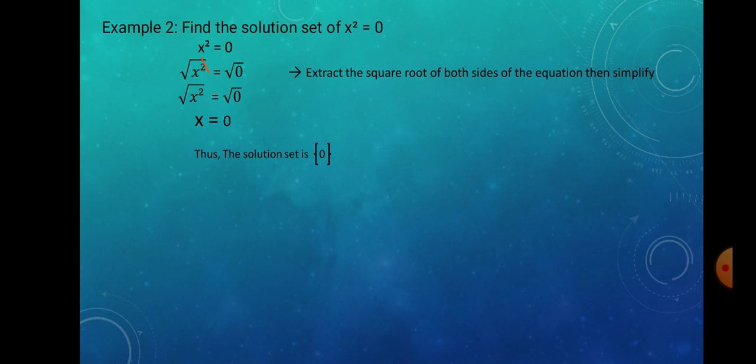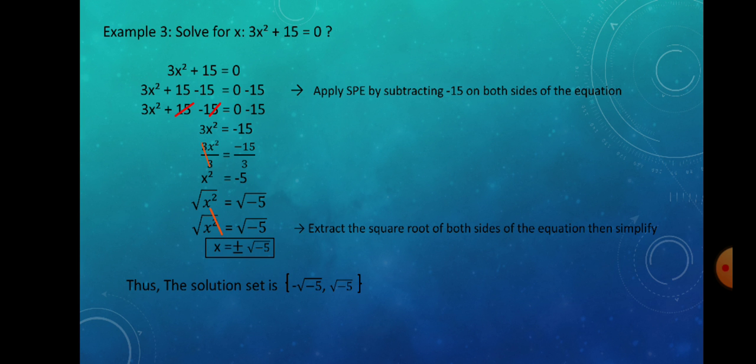For number 2, find the solution set of x squared is equal to 0. So, extract the square root of both sides of the equation, then simplify. So, we can cancel the square root sign and the exponent 2, and what is left is x. Then, what is the square root of 0? So, the answer is 0. Thus, the solution set is the value 0.